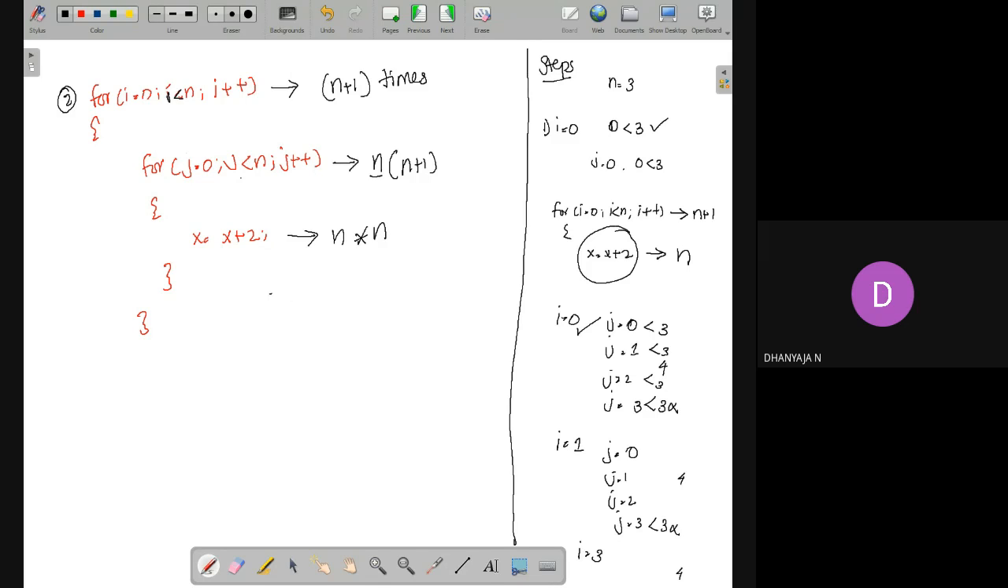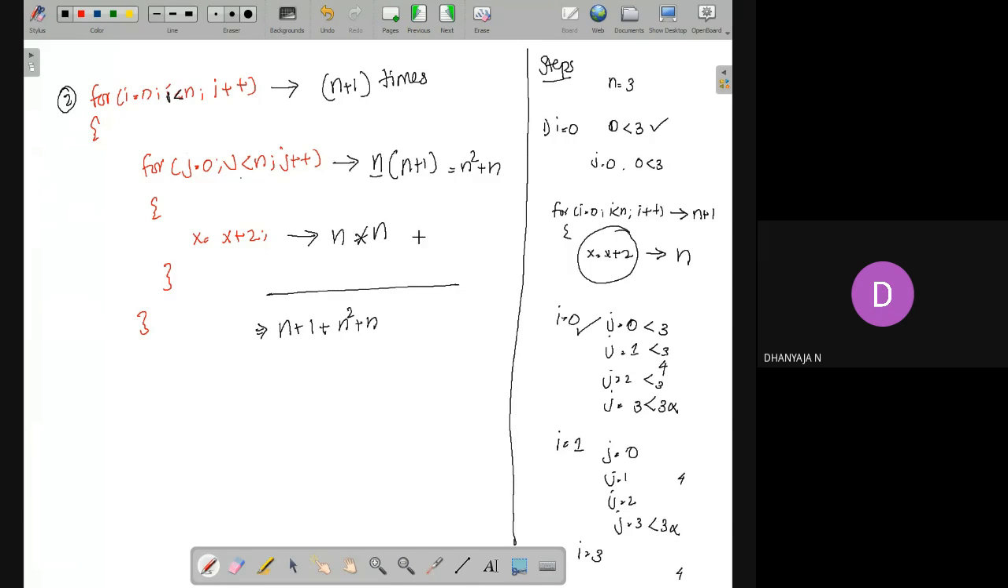Now, what is the next step? I have to consider the overall value of this time complexity. Okay. So what will I do? I will add all the frequency counts of each step, right? So the first statement is n plus 1 times. Plus, second statement, how many times? n into n plus 1 times. This is equal to n square plus n. So I'll add it with n square plus n.